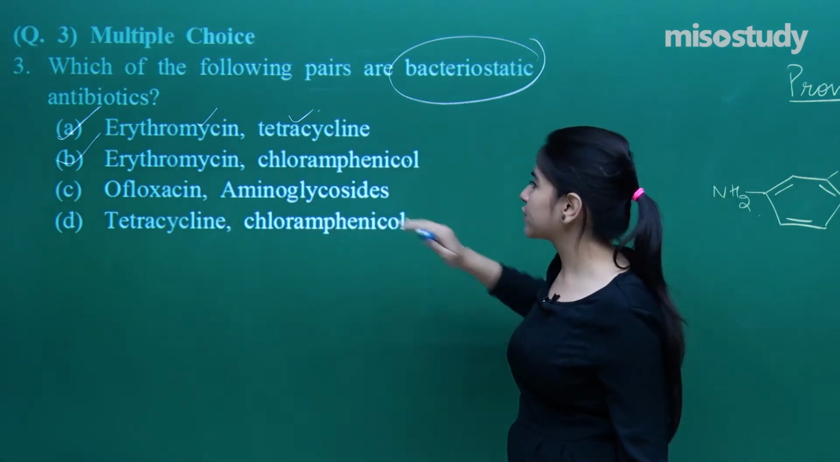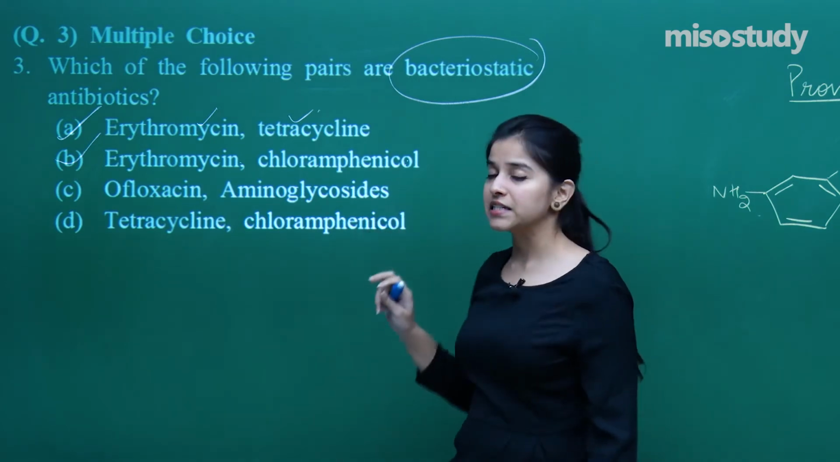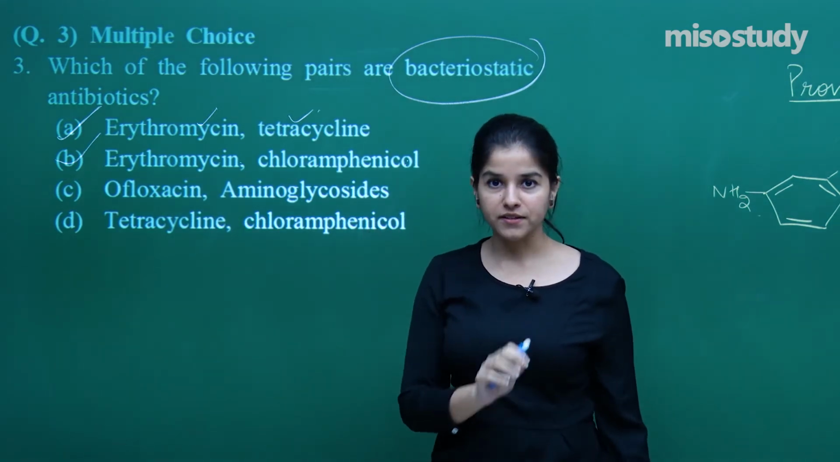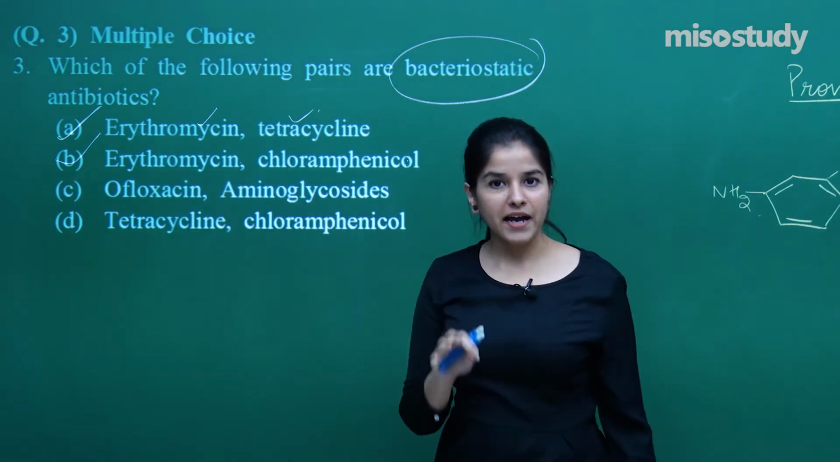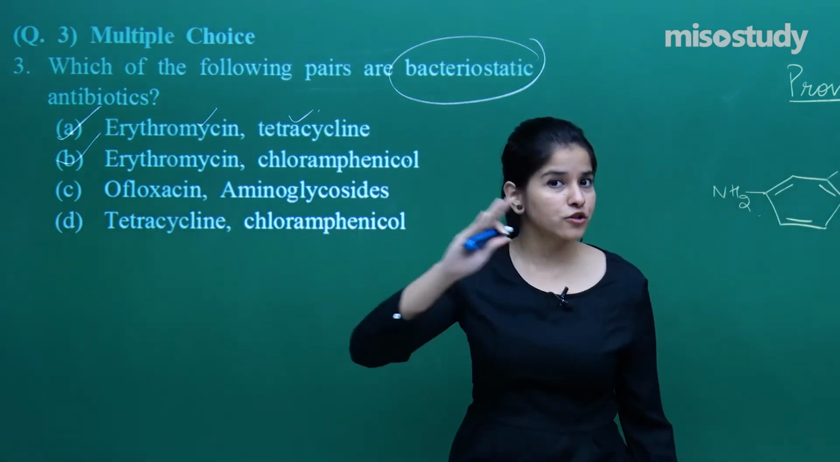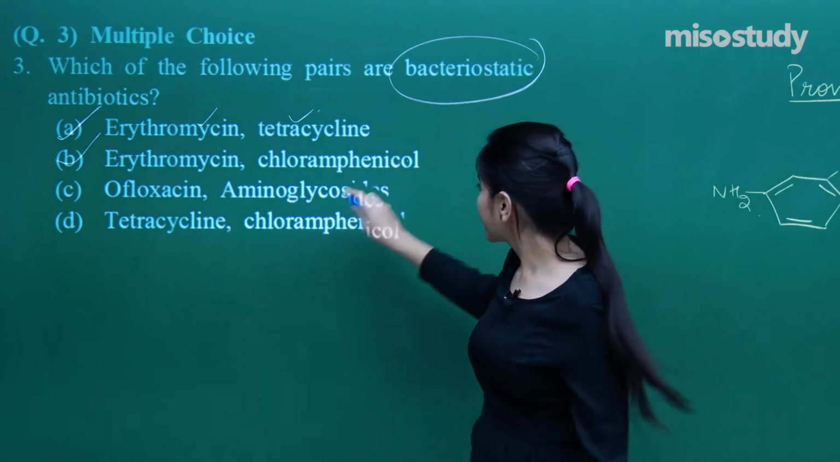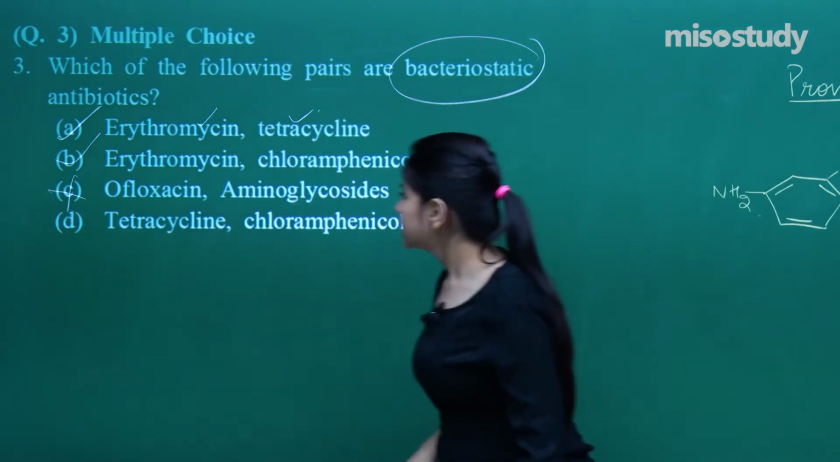Ofloxacin, aminoglycosides. Ofloxacin and aminoglycosides, it's nothing but the streptomycin. So these two medicines are actually under the category of bactericidal. They are killing the bacteria, not stopping the growth. We are concerned with stopping the growth. So this is not the option.